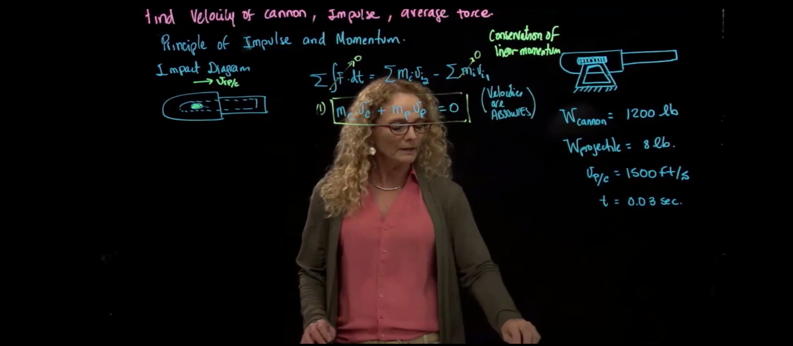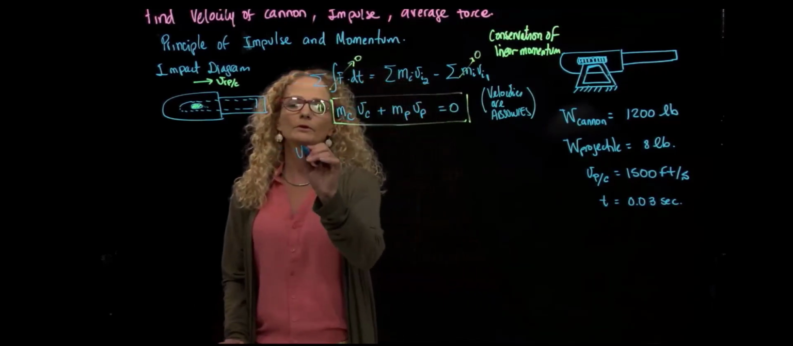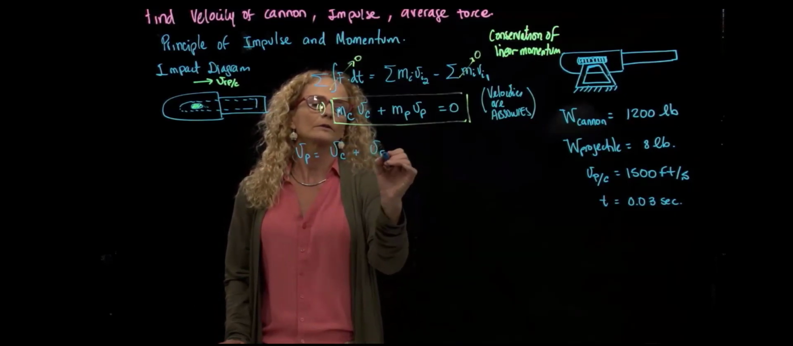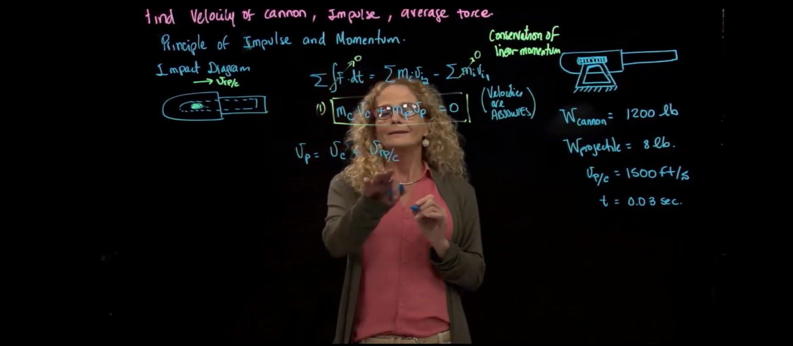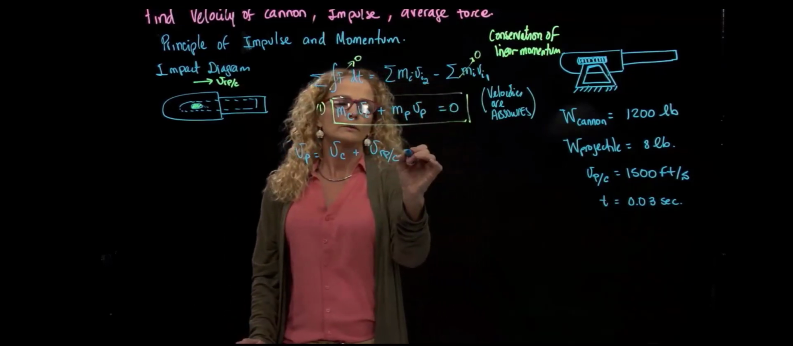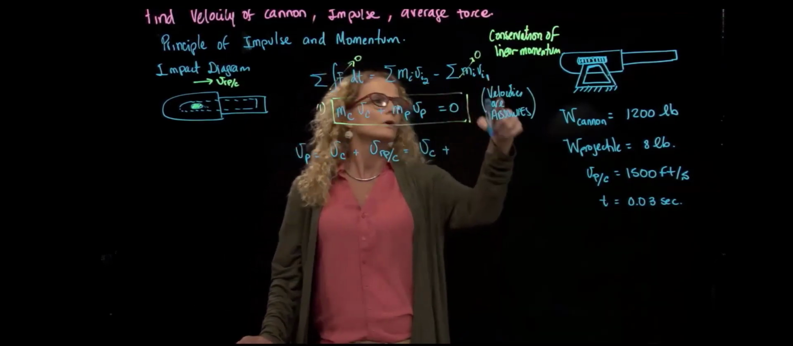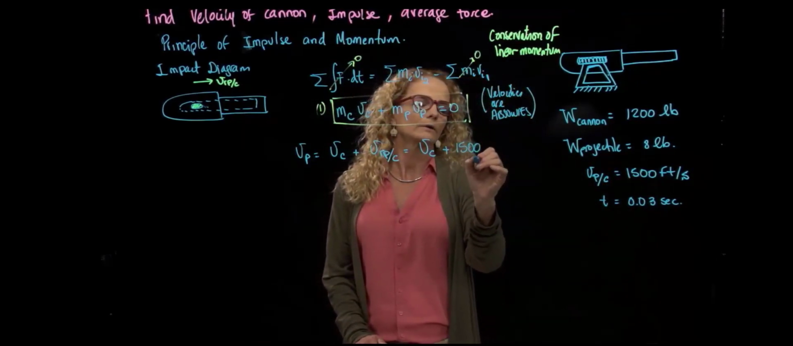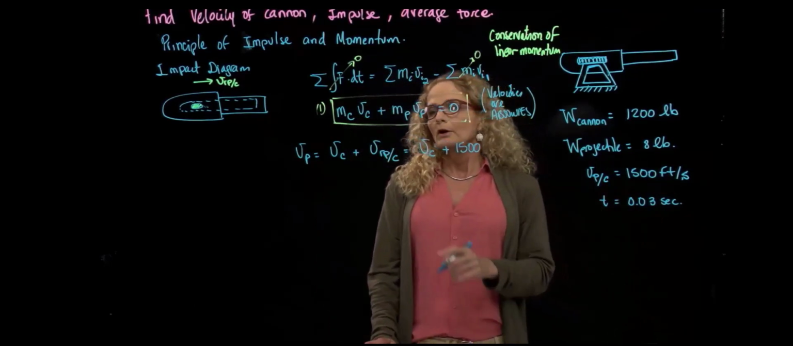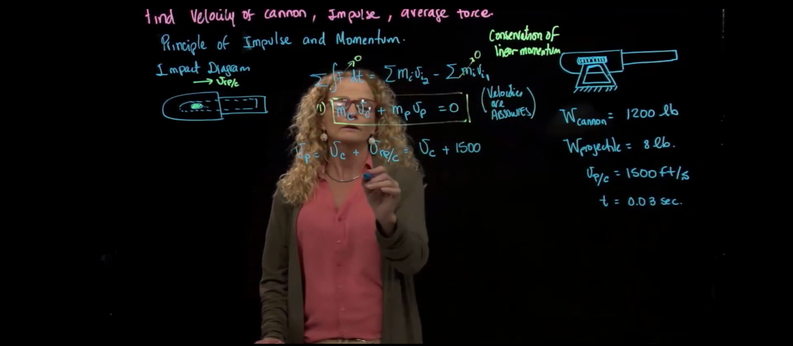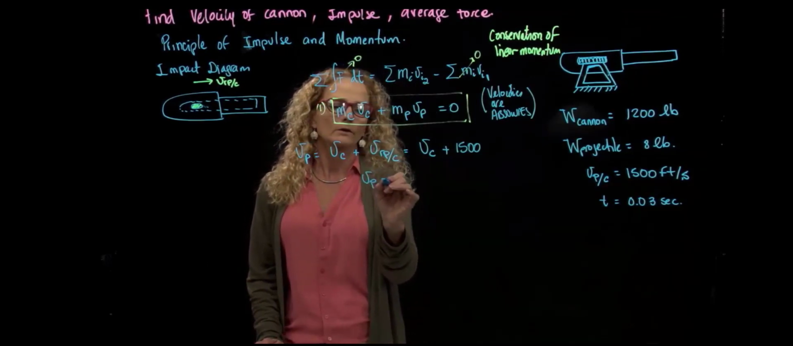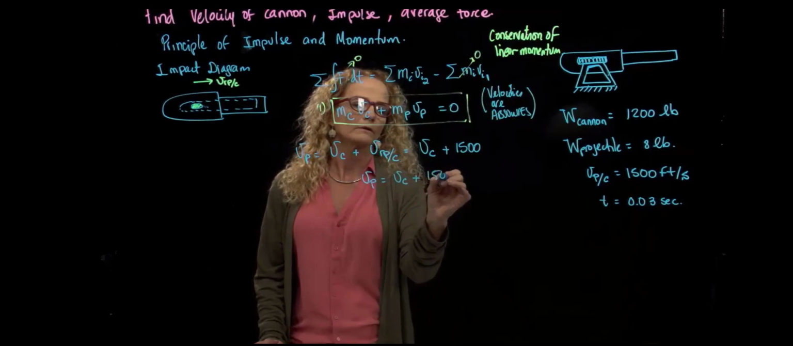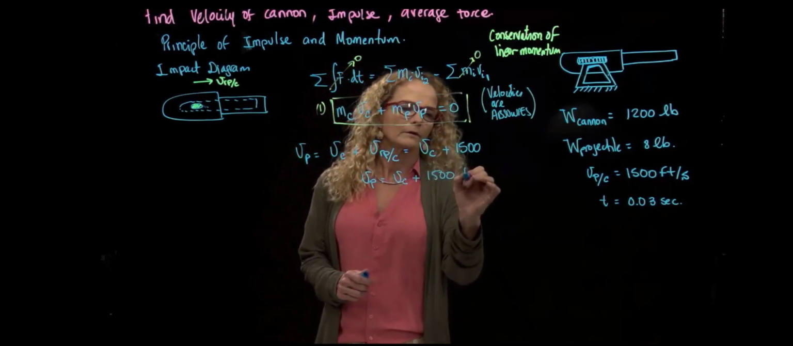The second equation will be that we know that the velocity of the projectile is equal to the velocity of the cannon plus the relative velocity of the projectile with respect to the cannon. And this is the velocity that is given. So we can write that the velocity of the projectile is equal to the velocity of the cannon plus the relative velocity, which is 1,500 feet per second, right? We know.